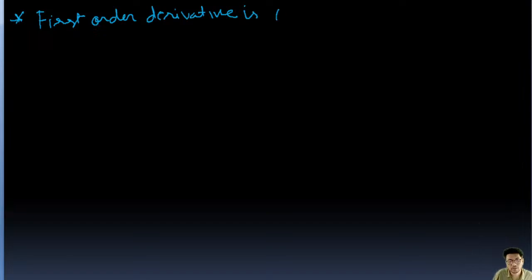This is a very important point, guys. Now we'll check the first order derivative. The first order derivative is discontinuous. Second point: the first order derivative is discontinuous. So this means we'll find out.